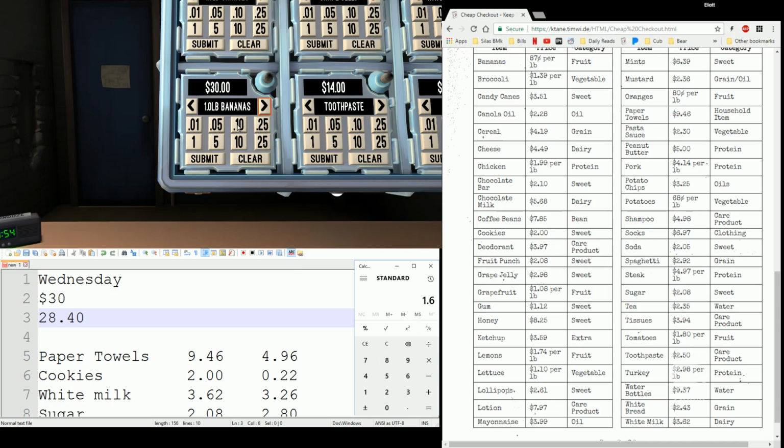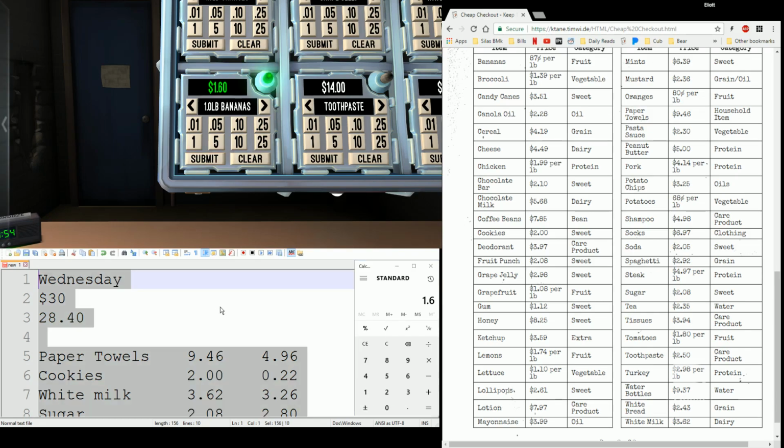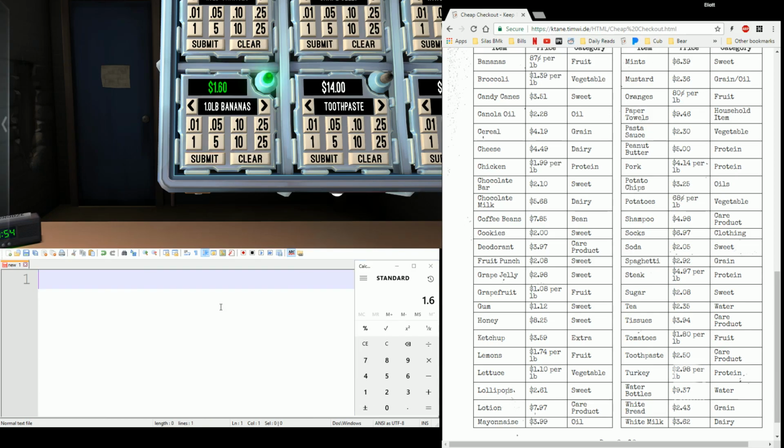That gives us 160. 160. And we've got it. So that's the main thing of cheap checkout. As our clock continues to count down, I do want to look at the other daily sale rules.